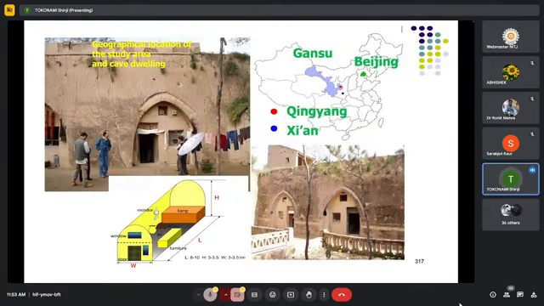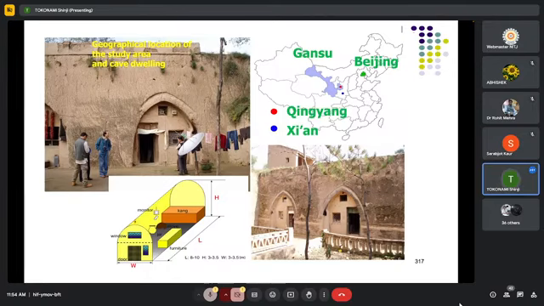I'd like to show you our survey in China. We visited cave dwellings in China. This was around 2000, between 2000 and 2005. We visited cave dwellings and measured radon and thoron concentrations in them.